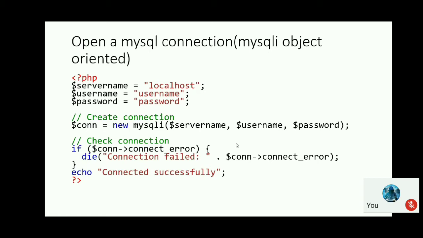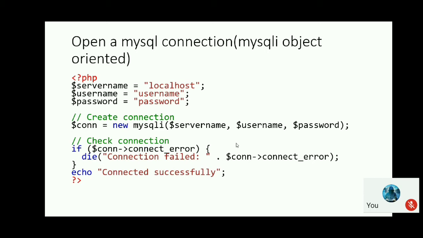Connect error is a property which tells you if there is any error; it will give you a message called connect error. And die is actually a function. It's just like the echo function, but die gives you error kind of messages in a different font size. Die is exclusively used to point out the error here.